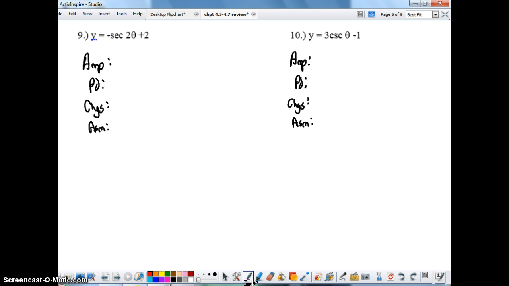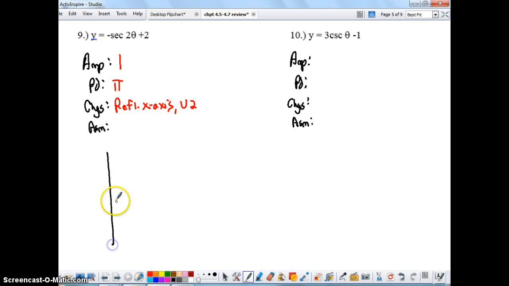All right, so number 9, y equals negative secant of 2 theta plus 2. The negative is going to make this a reflection over the x-axis. The plus 2 is going to move this up 2. Amplitude here is going to be 1. Period, 2 pi divided by the 2, is going to be pi. And asymptotes we'll get in a moment.